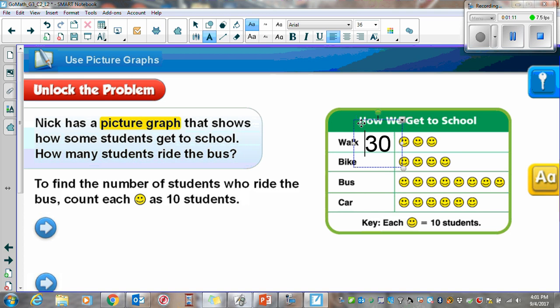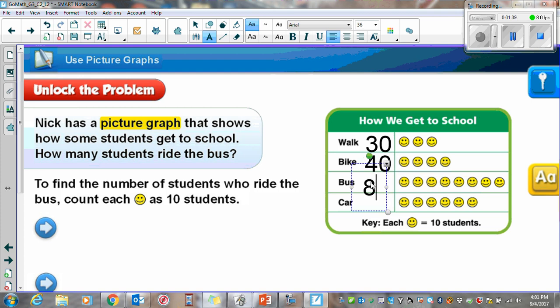And if we look at the next row, we see the number of students who bike to school are represented by 4 smiley faces. So if we count them, 10, 20, 30, 40 students ride their bike to school. And we can look at the next row, and our next row represents the number of students who ride the bus. We count those 10, 20, 30, 40, 50, 60, 70, 80 students.